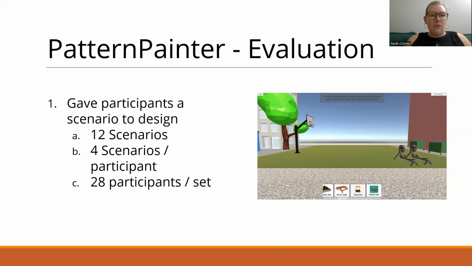Each participant was given 4 of the 12 scenarios to replicate, as well as a practice scenario to ensure they were familiar with keyboard controls and to control for attention. So again, we broke the 12 scenarios into 3 sets. Participants got 4, so one of the 3 sets, and each set had 28 participants. So for each of the 12 scenarios, we came out with 28 different designs.